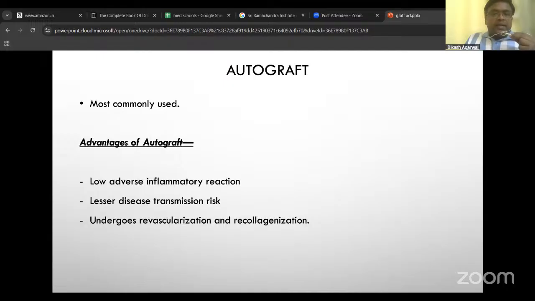Yet, what options we have, we go with them. So, most commonly used are the autografts, which in India, most of us are using. The advantage of them is there's very low adverse inflammatory reactions after using an autograft. There's very less chance of disease transmission, and they go very good revascularization and recolonization, collagenization.